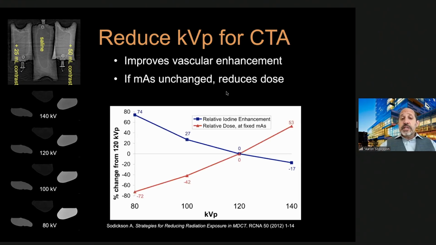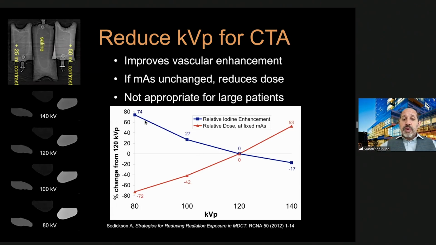At the same time, if we don't change our mAs or our technique settings, this reduces radiation dose with CTDIvol decreasing 42% at 100 kV, 72% at 80 kV. And so this looks like a win-win. We've got better contrast enhancement, lower radiation dose. The main caveat is this doesn't work for very large patients.